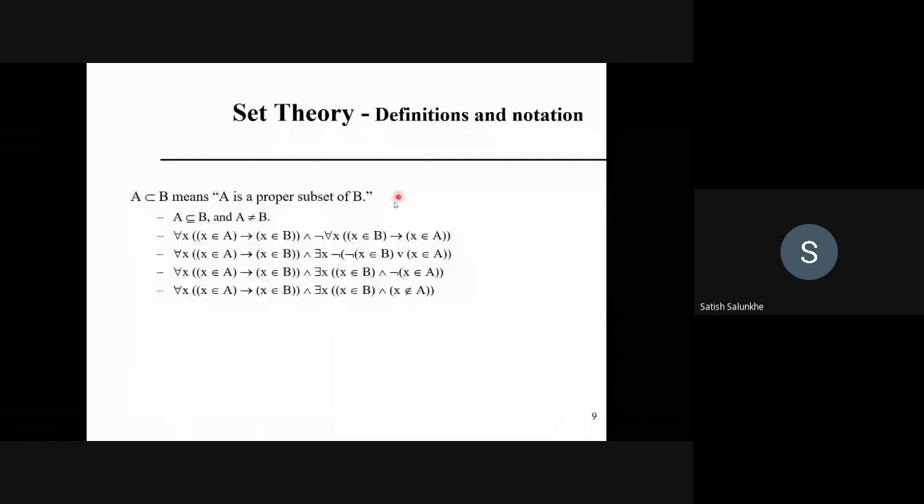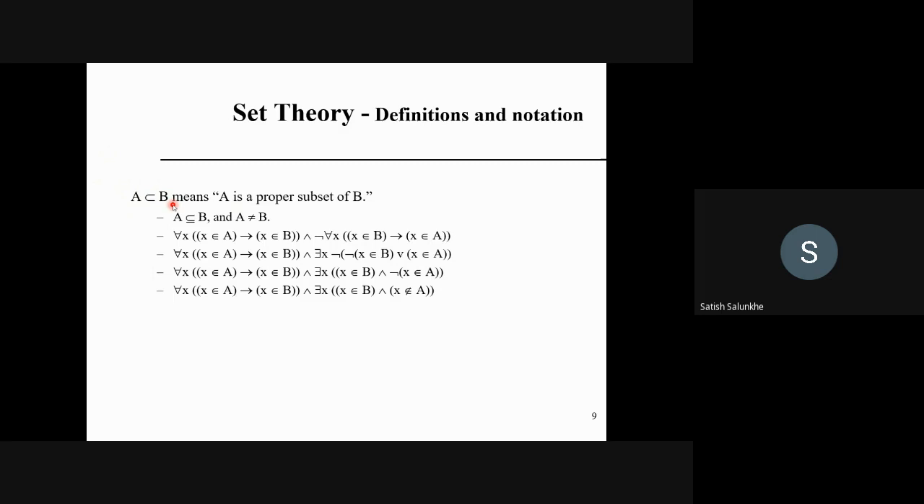I'm highlighting right now here. When we say A is a proper subset of B, all the elements of set A also belong to set B, and there is at least one element of B which does not belong to set A. Or in other terms, all the elements of set A belong to set B and the cardinalities of A and B are not equal. Then we say A is a proper subset of B.